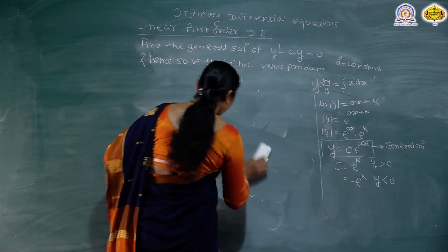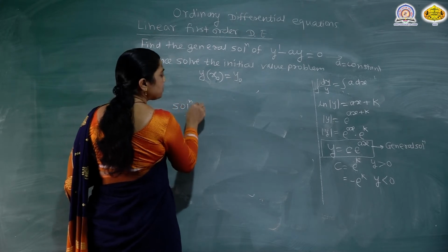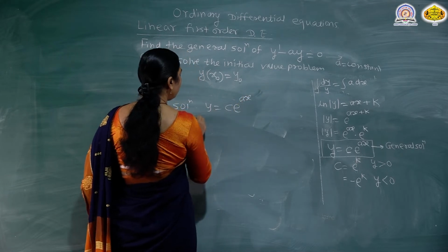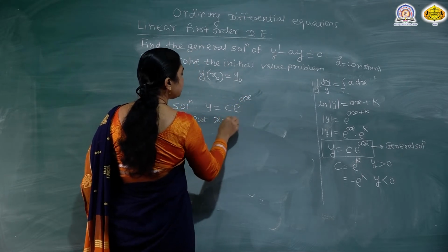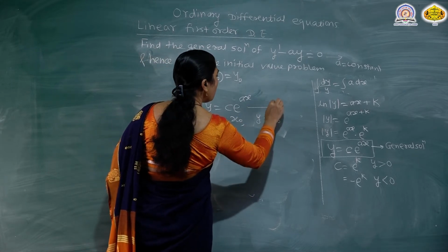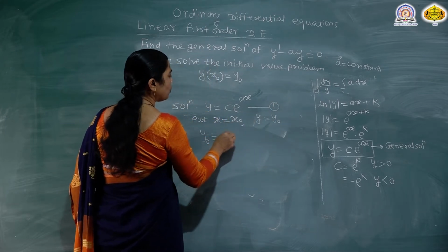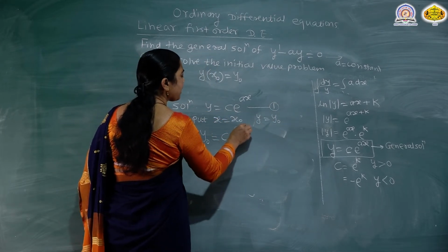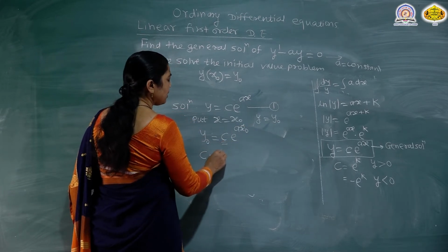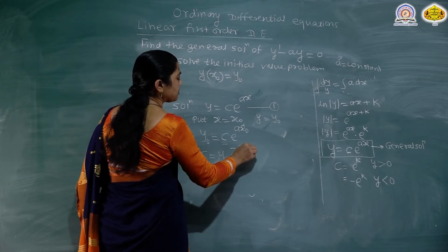So, if you put x is equal to x0, our solution is now y is equal to c e raised to ax. If you put initially x is equal to x0, then we have y is equal to y0. So, substituting in this equation, we get y0 is equal to c e raised to ax0. From this, we get the value of c, that is c is nothing but y0 e raised to minus ax0.